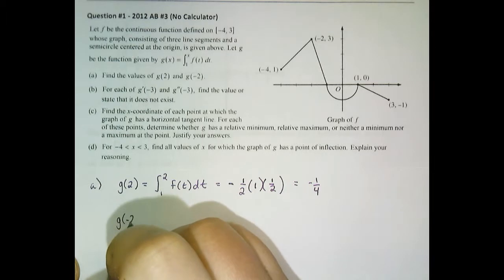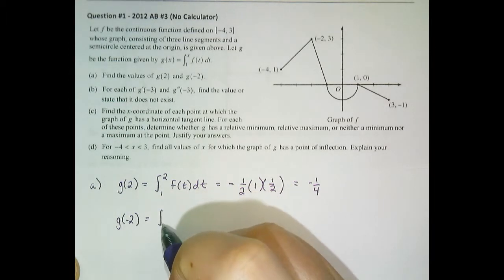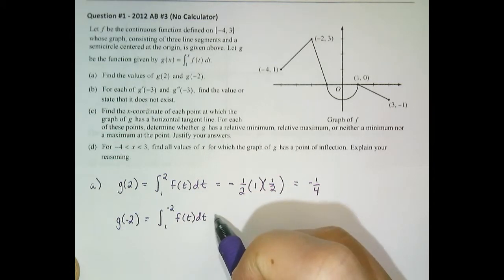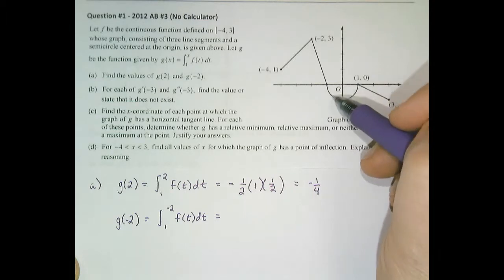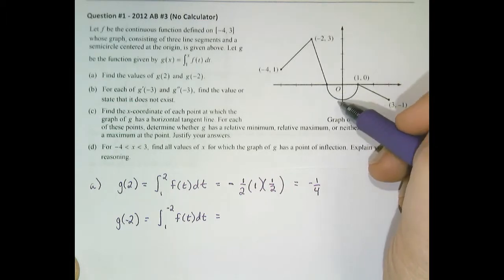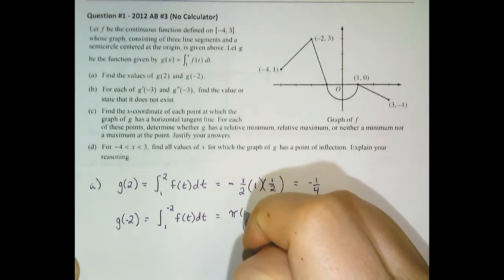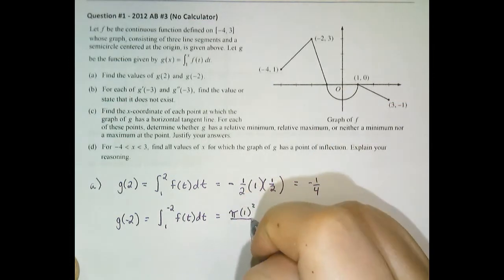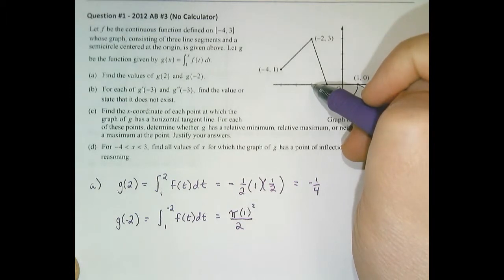G of negative 2 would be accumulating in the backwards direction from 1 to negative 2. So we start at 1, and because we're working backwards and below the axis, it would be positive accumulation. So we have a semicircle of radius 1. A circle of radius 1 is pi times 1 squared, and if we make it a semicircle, that cuts it in half. And we want to back up all the way to negative 2.